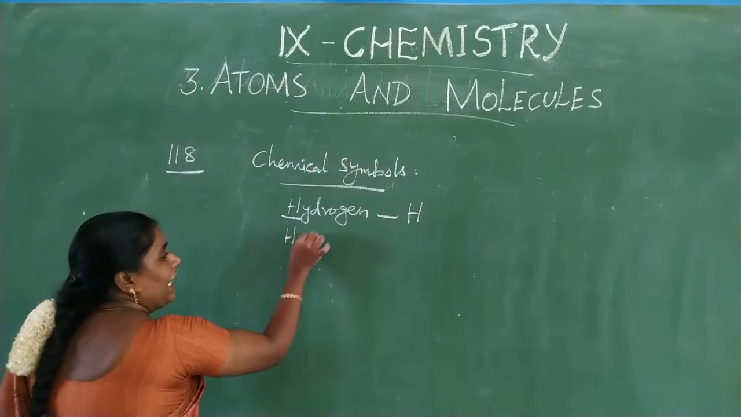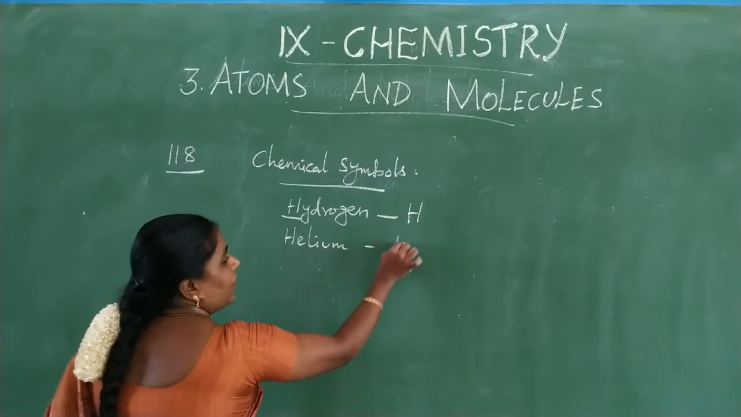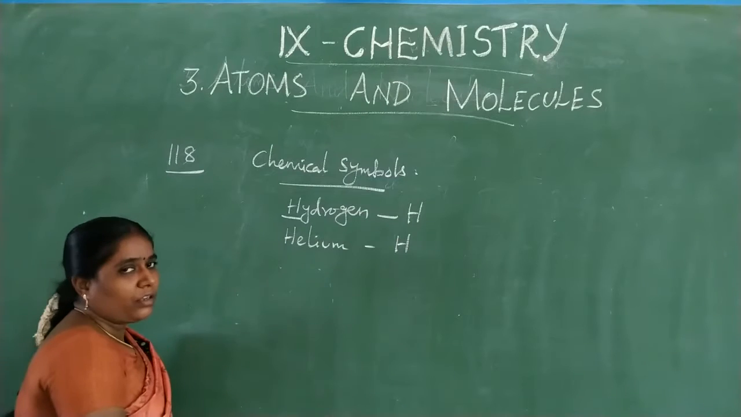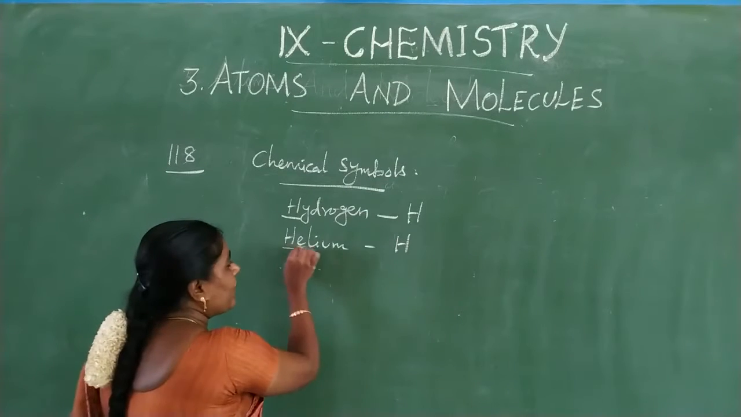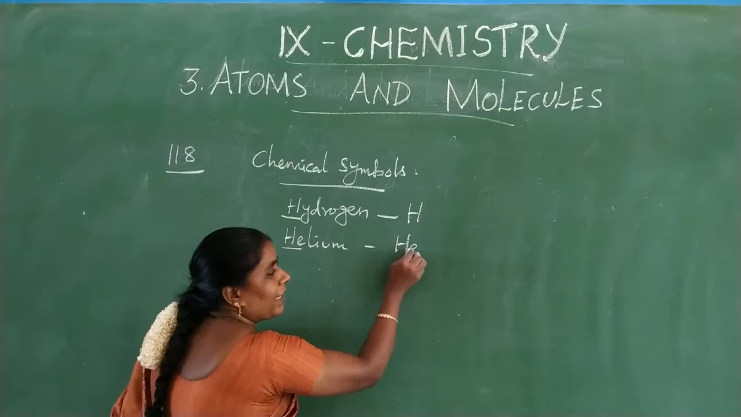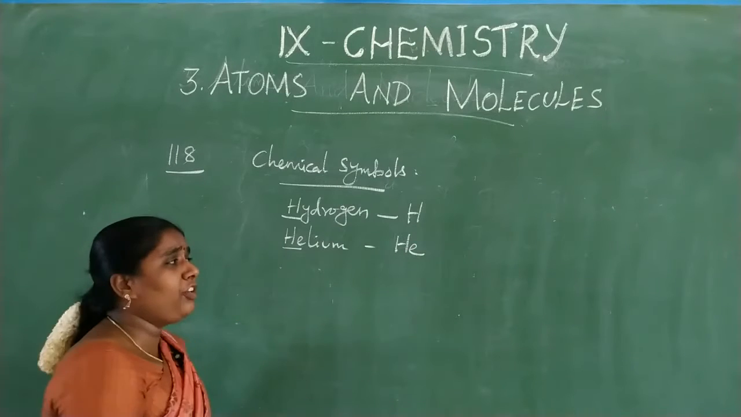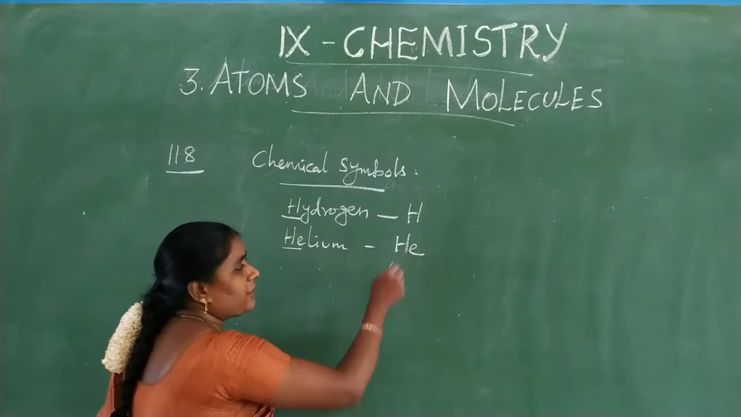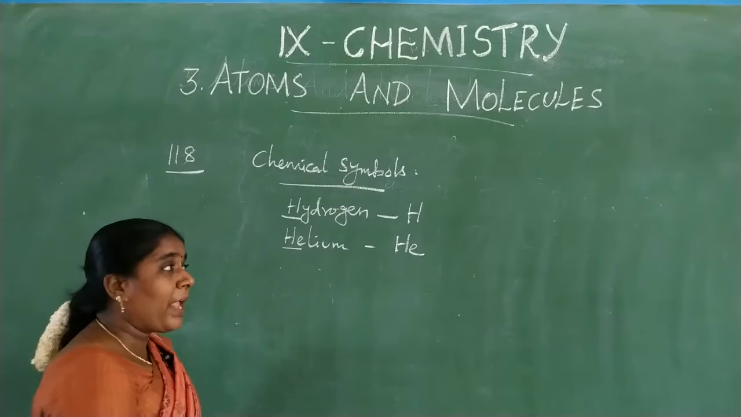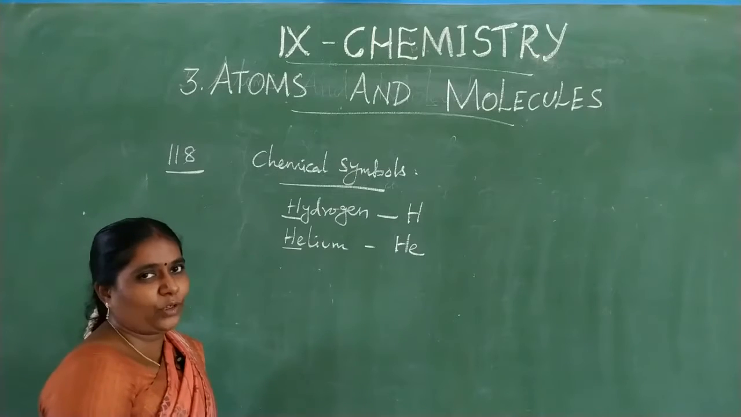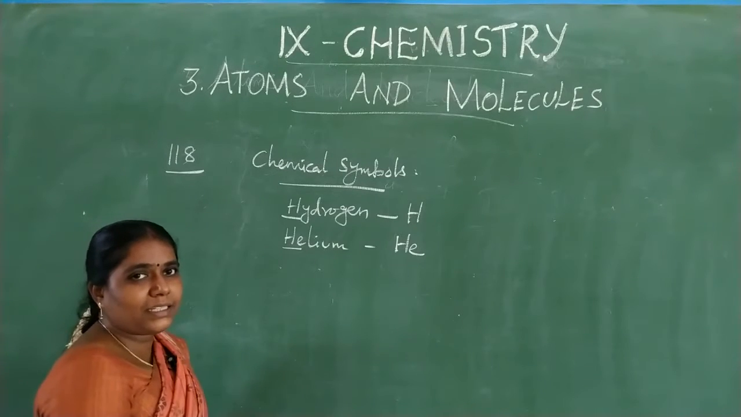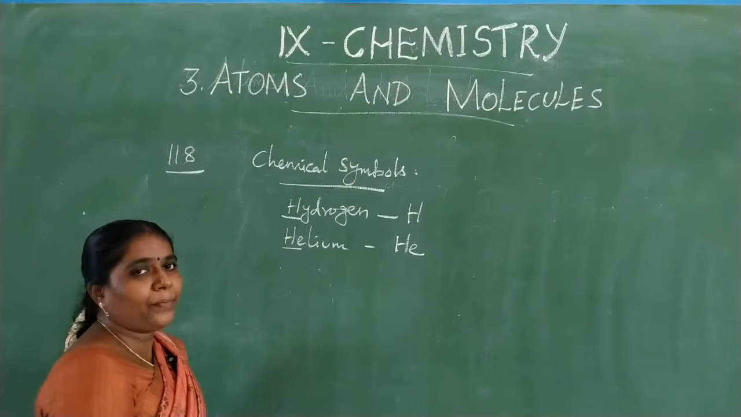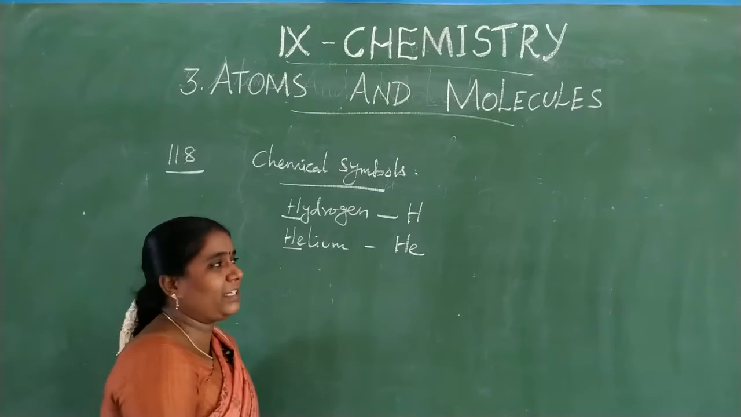Same like this, helium: what is the first letter? Again H. So you can choose H as the symbol for helium, or we can choose the first letter and second letter. See, how will you mention the symbol? Always write the first letter as a capital letter and the second letter as a small letter. In this way you need to write the chemical symbols, isn't it? And for some elements we can choose the symbol from its Latin name also.